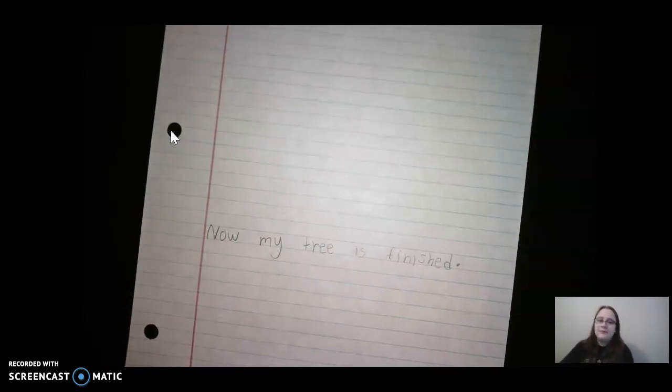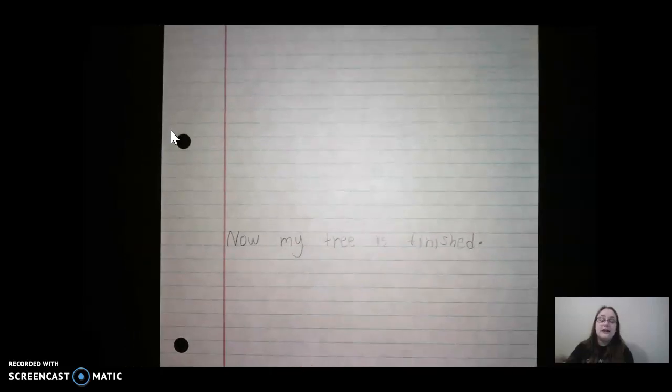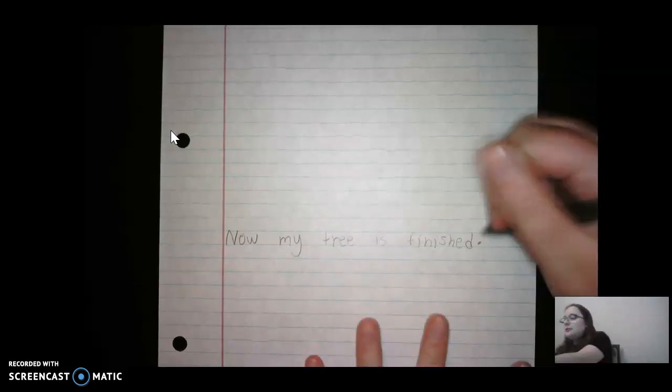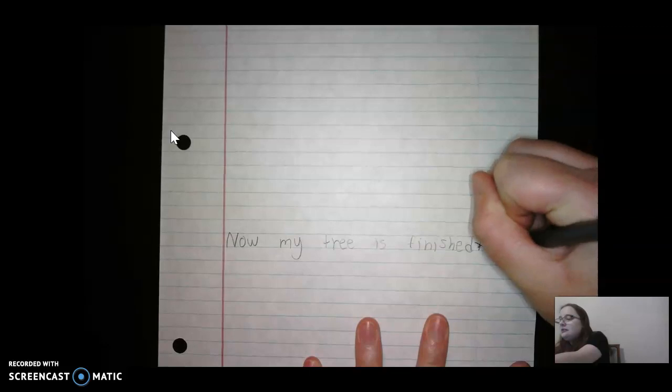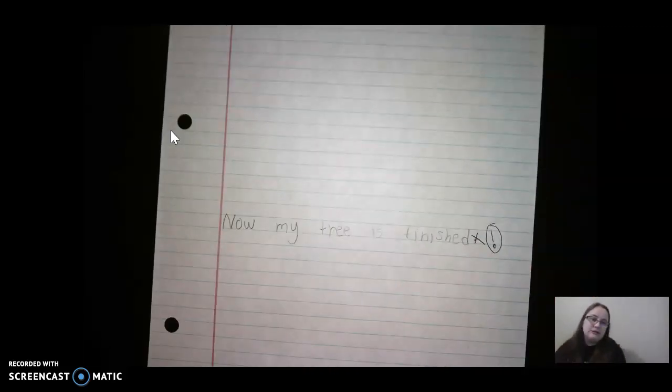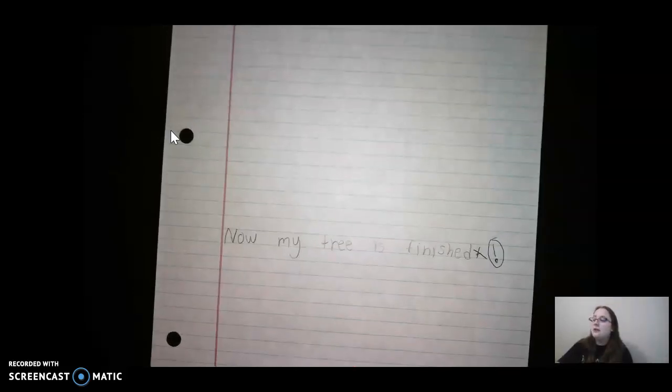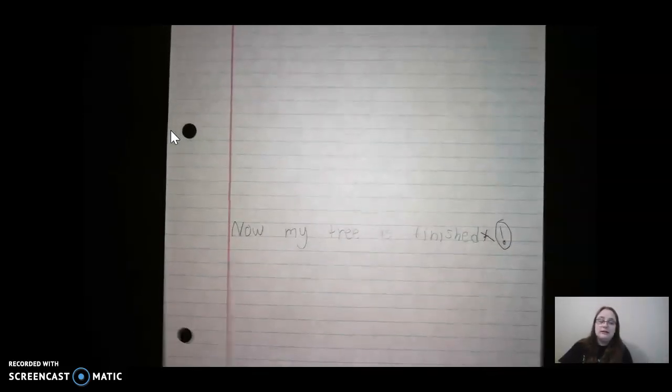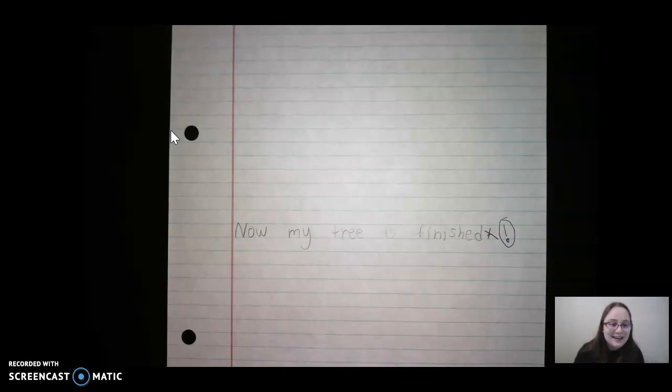But friends, on this page I'm saying, now my tree is finished, right? So I'm saying it very excitedly. So instead of a period, I think that we should use an exclamation mark. So what I'm going to do is I'm going to put an X through our period, and then I'm going to put an exclamation mark over here, and I'm going to circle it to know that that's the one I'm going to use. Okay? So when I'm reading my writing, I would read it like, now my tree is finished, right? So that's why we're going to add that mark there.